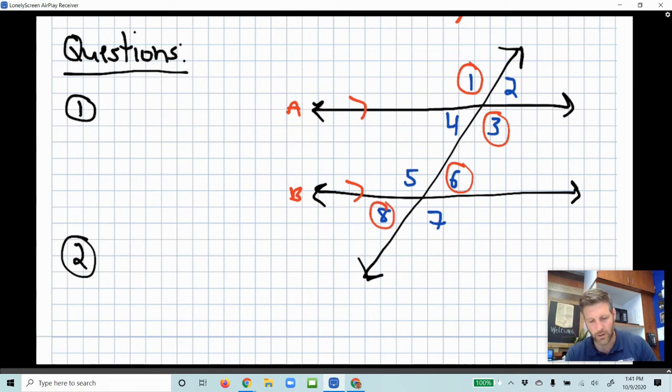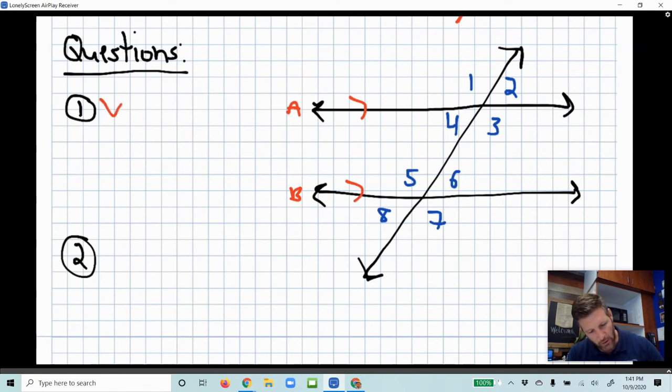So first of all, I'll just point out, I know that all vertical angles are congruent. There's lots of those. 1 is congruent to 3, 2 is congruent to 4, 5 is congruent to 7, 6 is congruent to 8. Okay, so we're going to put that down. All vertical angles are congruent.